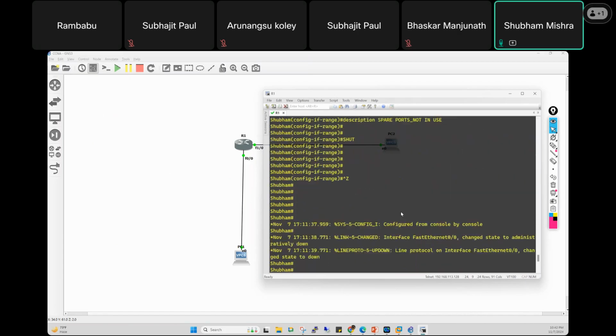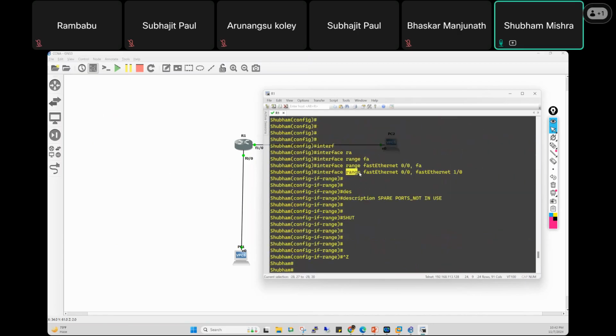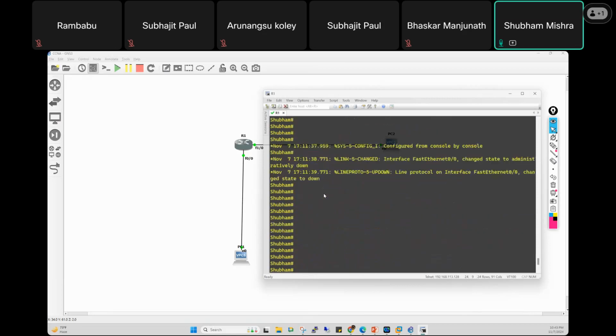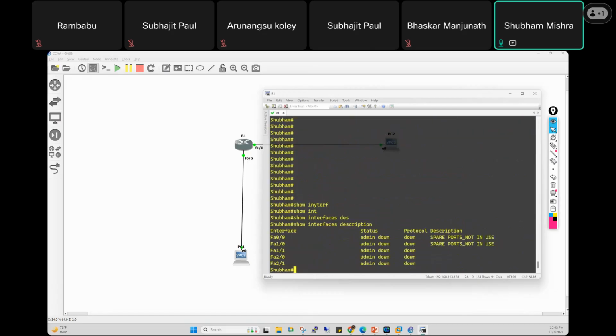So that is the use of the range command. By the help of the range command, what can you do? By the help of a single command, you can implement things on multiple interfaces. Yes or no? You do not need to write FastEthernet 0/0 one time, then 1/0 one time. No. You can use the range command, and by the help of the range command, you can implement things by the help of a single command. Clear, everyone? Anyone who does not understand? Done?